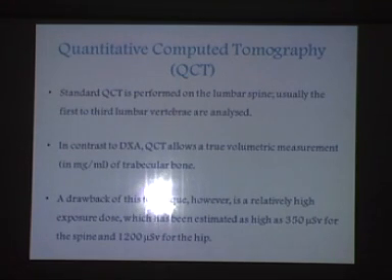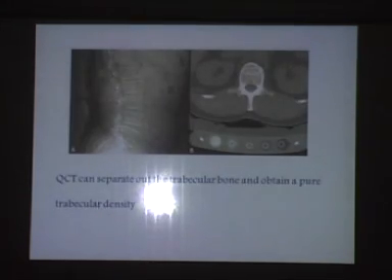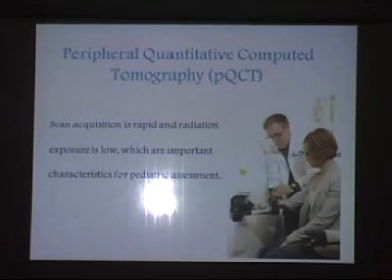Quantitative computed tomography is very nice because we can measure just cortical bone. We can choose a region of interest, just the trabecular bone, or the cortical bone. It gives us a volumetric bone mineral density. It's very nice. However, the radiation exposure is very high. If you are doing repeated measurements, this will not be very good for children.